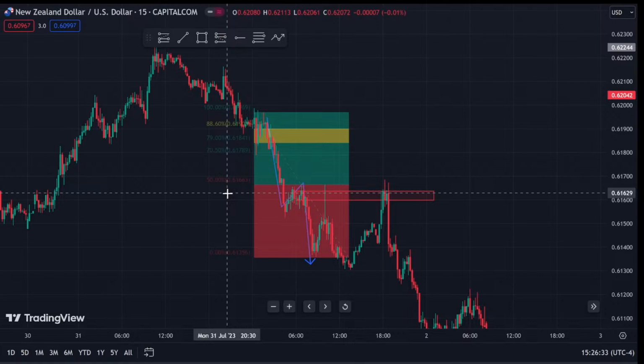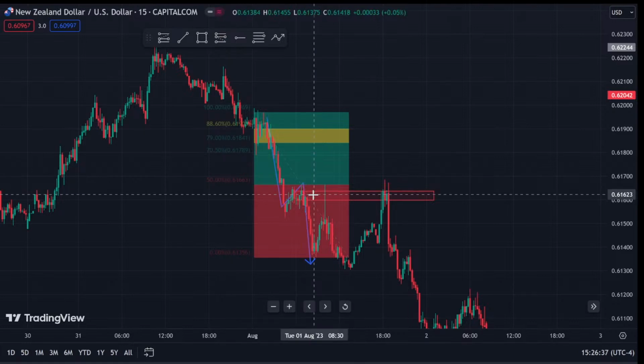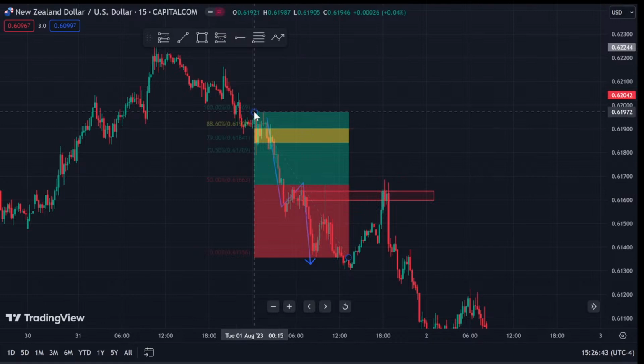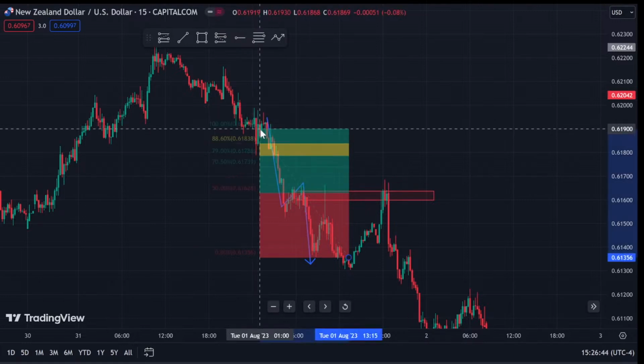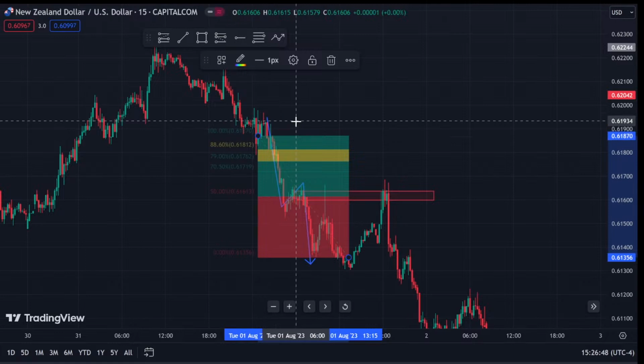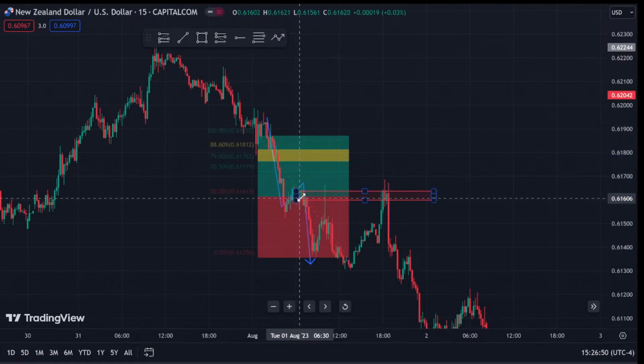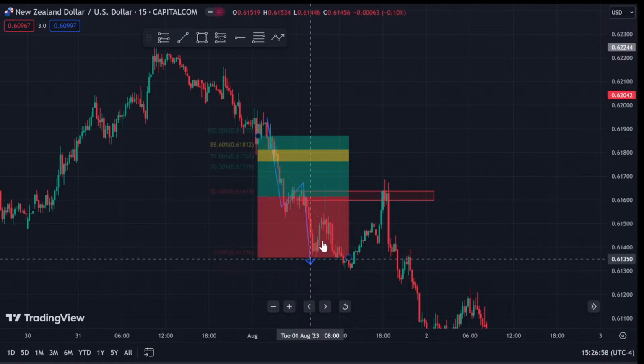Which is okay, and your supply zone is also okay. It should be like this. Let me adjust this to right here where the drop started from. So your supply zone should be above the 50% retracement of the Fibonacci, because when the market is retracing back, it should retrace and pass through the 50%.